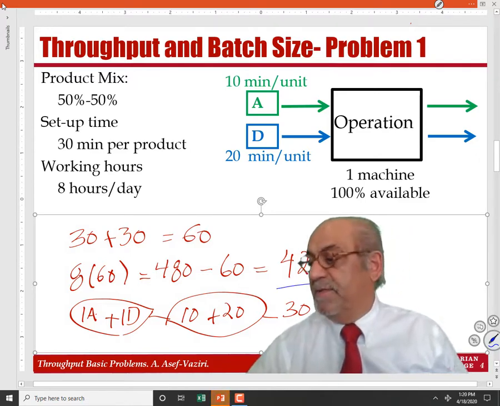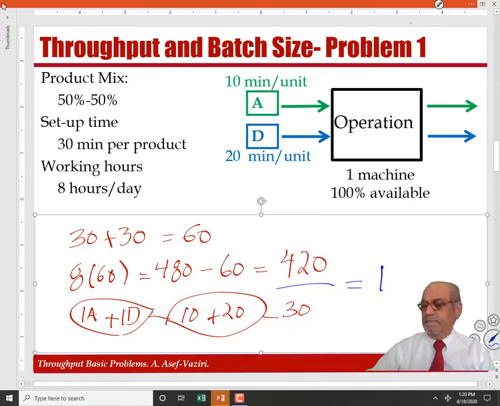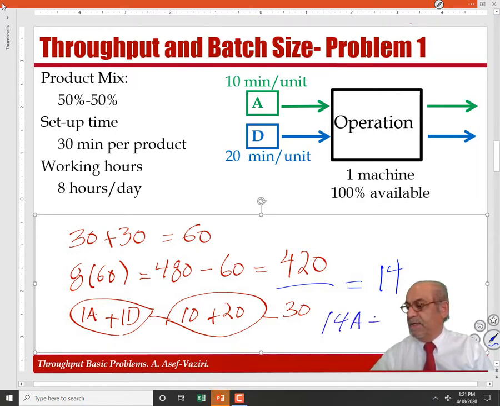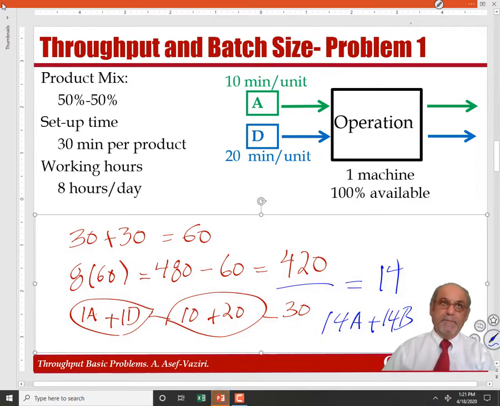420 divided by 30 is 14 units. That is 14A plus 14B. Maximum production capacity per day. We cannot do better than this.